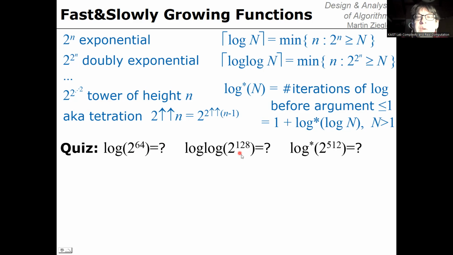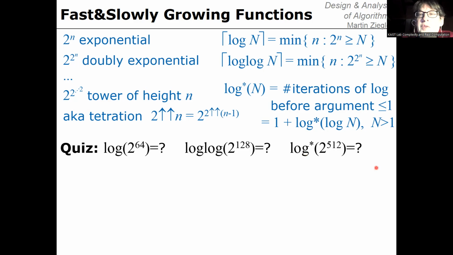Then 2 to the 128, that's even more, that's the square of that. And 2 to the 512, that's far more than the number of atoms and electrons in the universe. So that number can never even remotely arise. And still the log-star of that was what, like 5 or so, right?